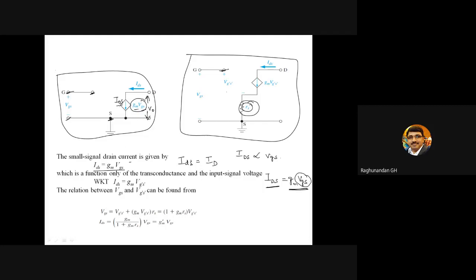here, this is plus and this is minus. So now since there is RS, there will be some amount of drop. We cannot say VGS is equal to VG dash S dash. They are not equal, because here it was equal.